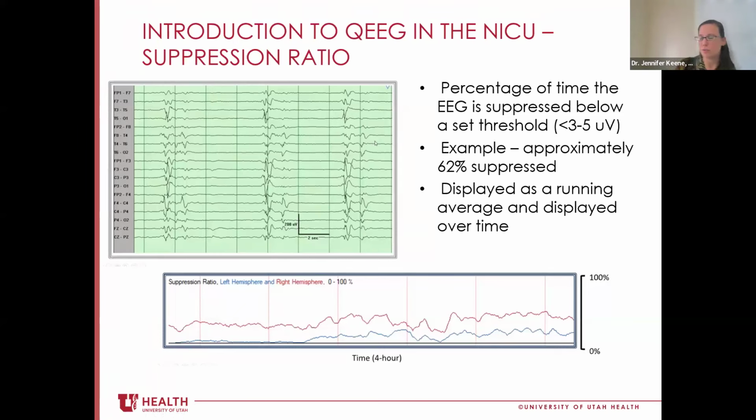And one of the things that's useful in the NICU is that threshold is settable. And so sometimes we'll actually change that a little bit and use it to trend discontinuity rather than burst suppression.